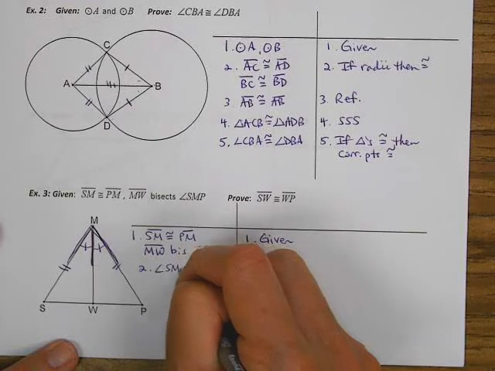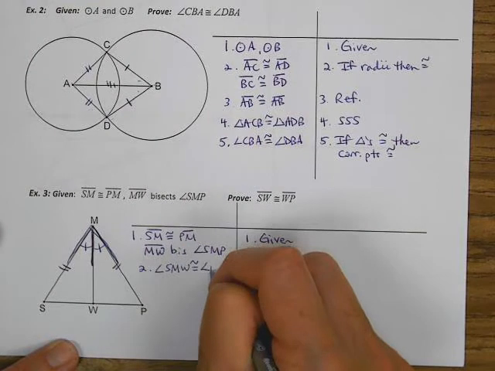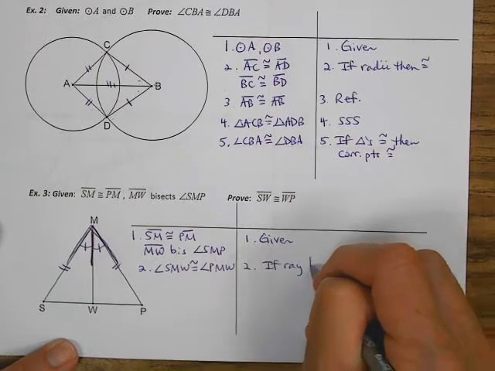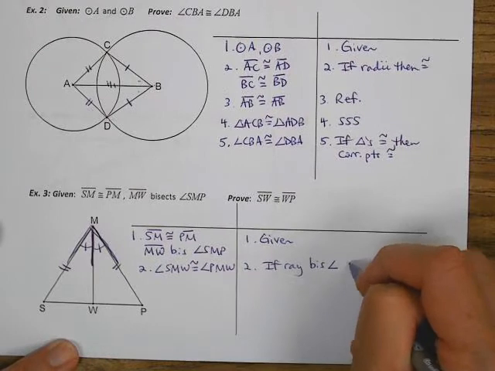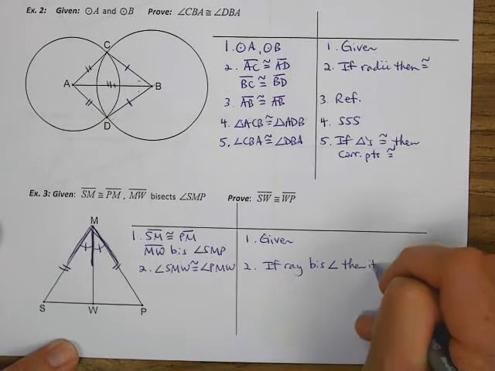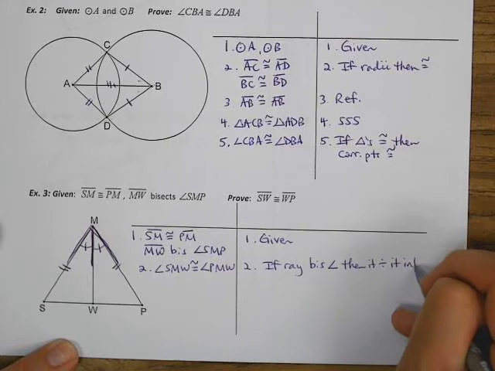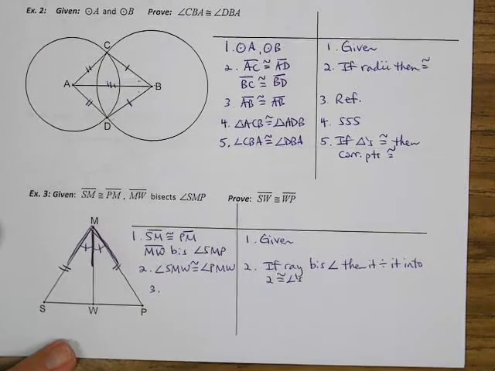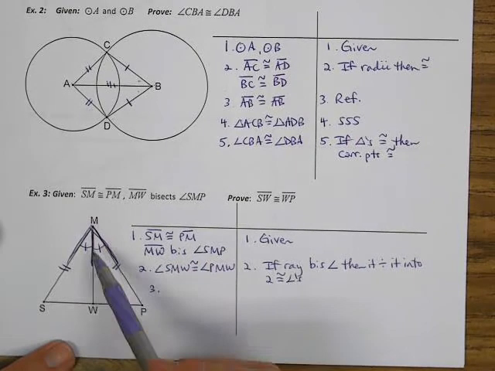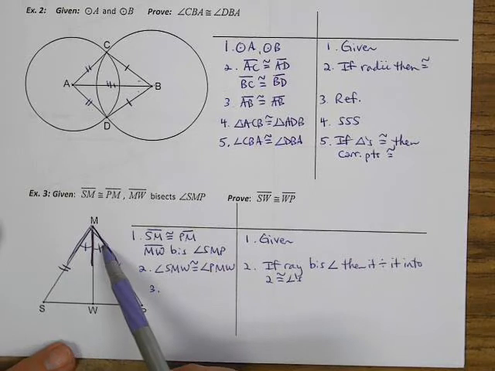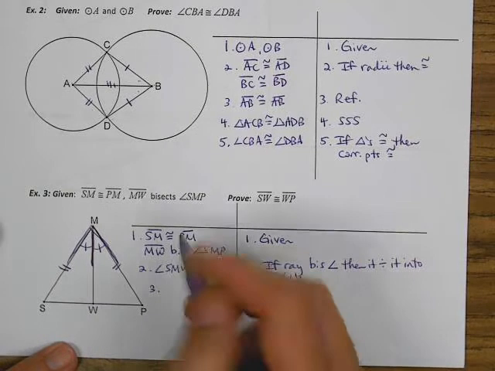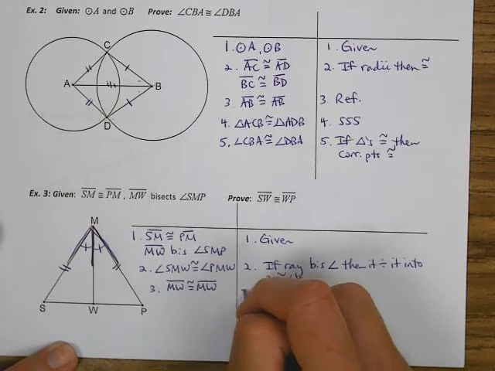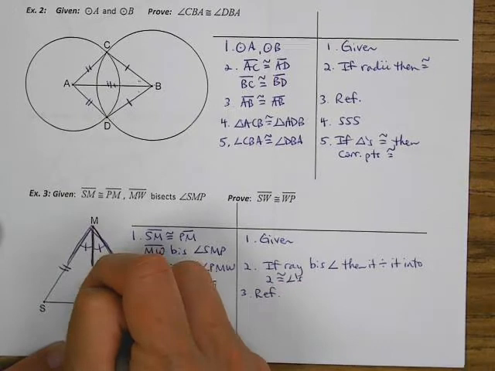Angle SMW congruent to angle PMW if a ray bisects an angle, then it divides it into two congruent angles. That's from our last chapter. Well, if I'm thinking about congruent triangles, I've got two parts. I've got a side and I've got an angle. Hopefully you can see that they share side MW. That's reflexive. I'm going to put a mark there.